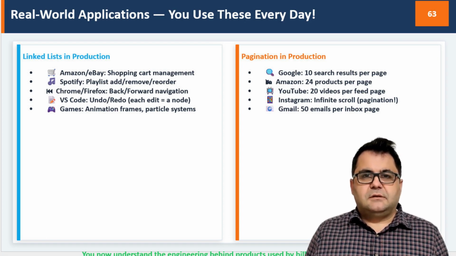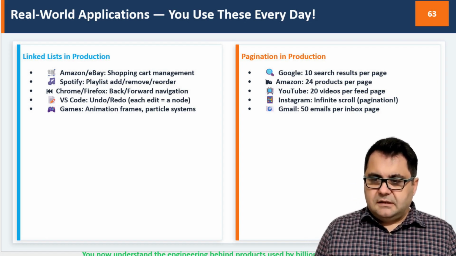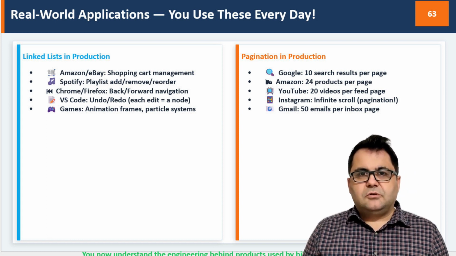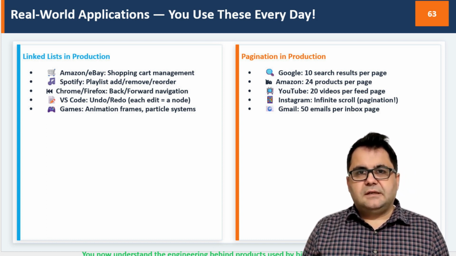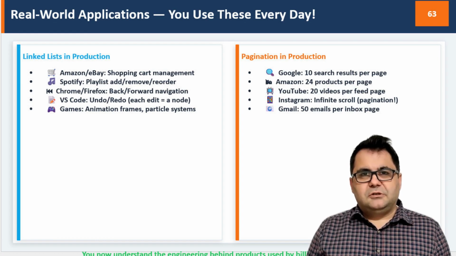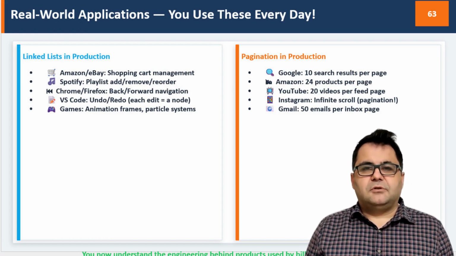Pagination in production: Google shows 10 search results per page using limit and offset. Amazon shows 24 products per page. YouTube feeds show 20 videos per page. Instagram uses infinite scroll, which is pagination under the hood. Gmail shows 50 emails per page. You've learned industry standard techniques that power the websites and apps you use every day.